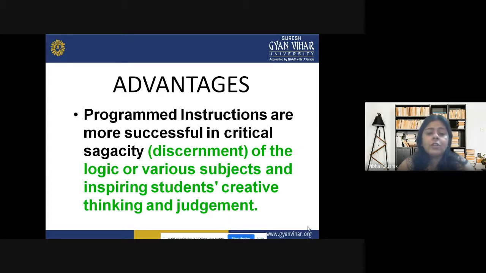Of the logic, where the learner has to apply logic across various subjects, it will inspire the students. It will develop creative thinking and judgment among the students.